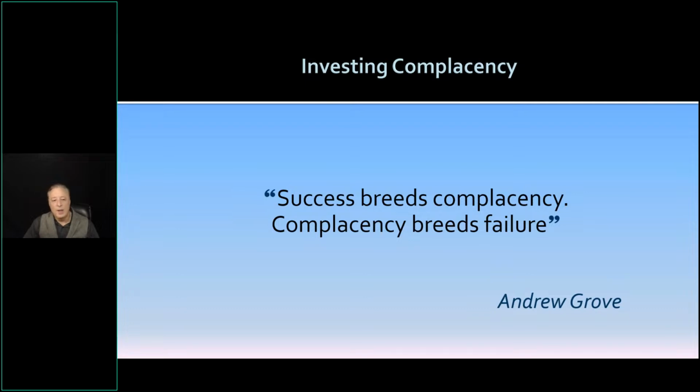The next one that I want to go to here, I'm going to skip this section, is about complacency. Successful investors are never complacent, and they're always looking for ways to reduce risk or improve performance. Or better phrased with a proverb, success breeds complacency, but then complacency can breed failure.